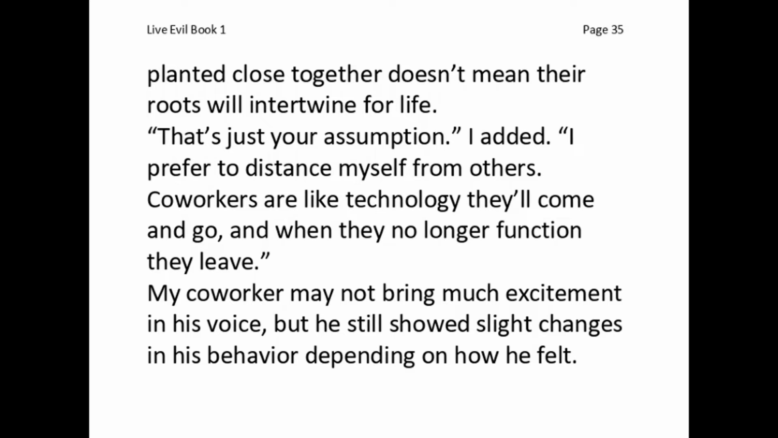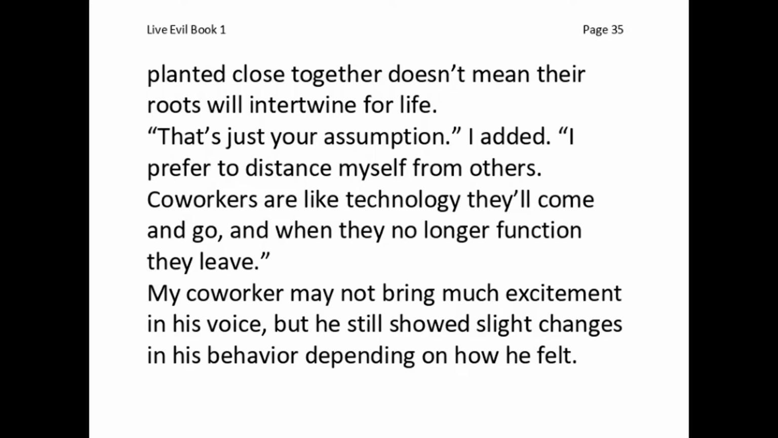I prefer to distance myself from others. Coworkers are like technology, they'll come and go, and when they no longer function, they leave. My coworker may not bring much excitement in his voice, but he still showed slight changes in his behavior depending on how he felt. Sigh.